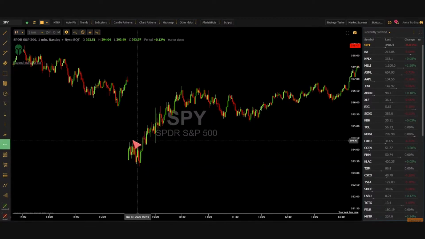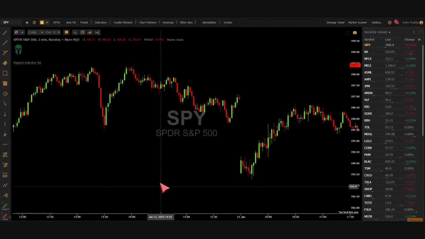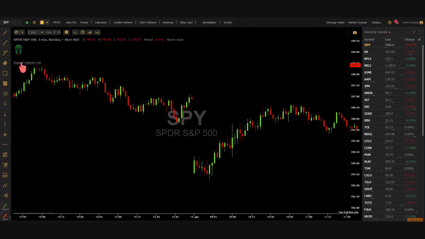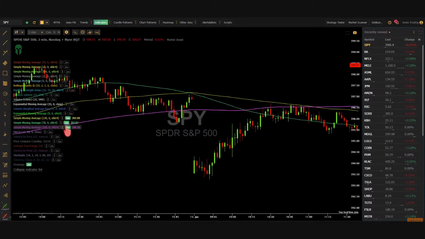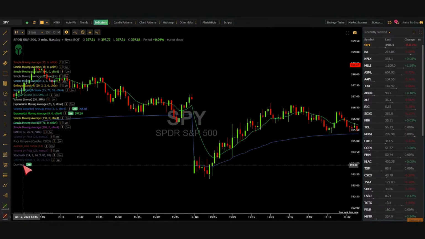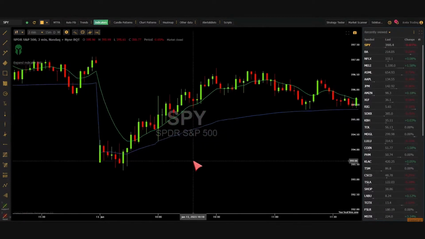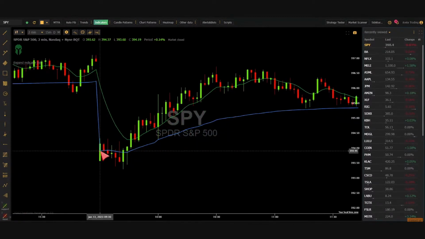And we know that we broke right here. But let's just say that we go out there, we put this on a 2-minute chart. And let's just say that one of the indicators that I really like, okay, I really like VWAP and I really like the 9 EMA, okay?